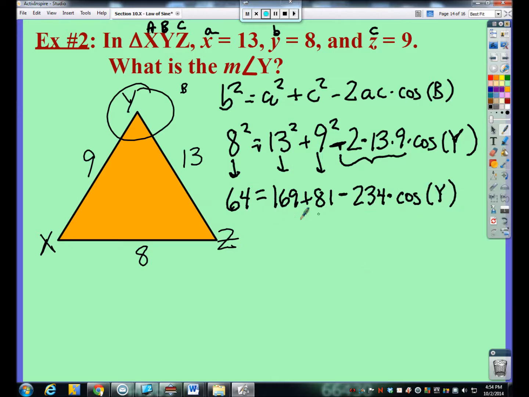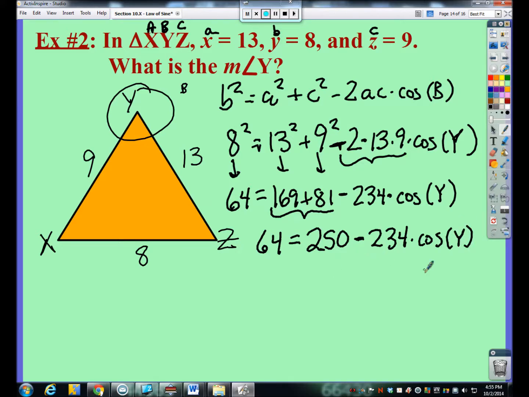Now, out of everything over here on the right, can I combine any of this? This is where people run into some problems. People will say, yeah, we can combine all of those things, but the 234 is being multiplied with the cosine. So really, the only like terms we can combine would be the 169 and the 81. So 169 and 81 make exactly 250. So that's 250 minus 234 times cosine y. Again, you cannot subtract those and call that 16 cosine y because you have to do multiplication before you can do subtraction.